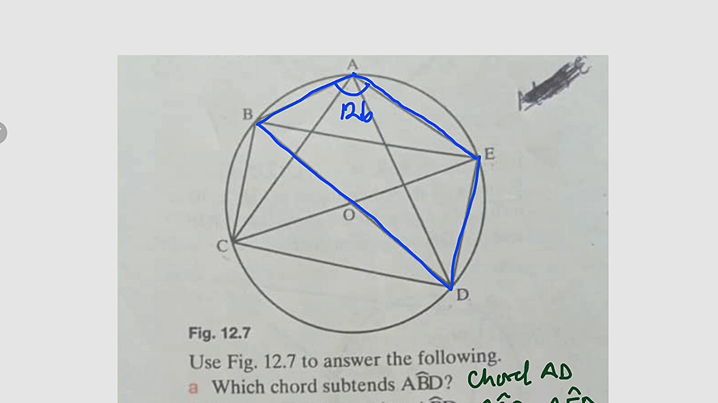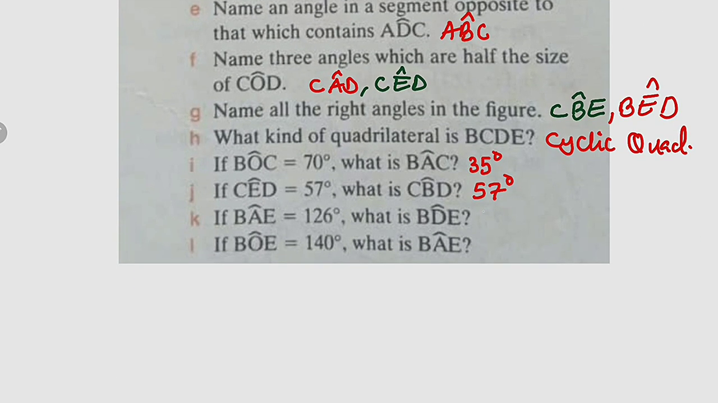In a cyclic quadrilateral, opposite angles are supplementary, meaning if you add them together, you're going to get 180. So we're looking for this particular angle. It will be equal to 180 minus 126, which is equal to 54 degrees. So that angle is 54 degrees.